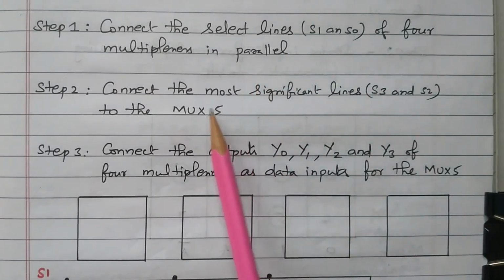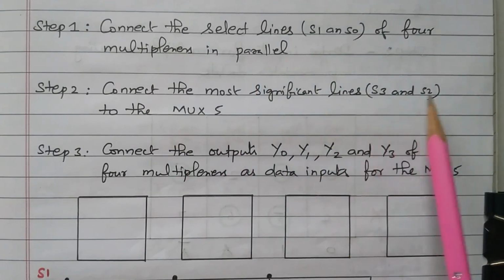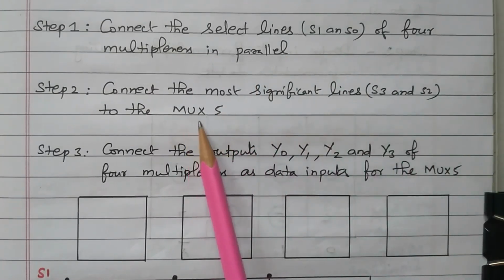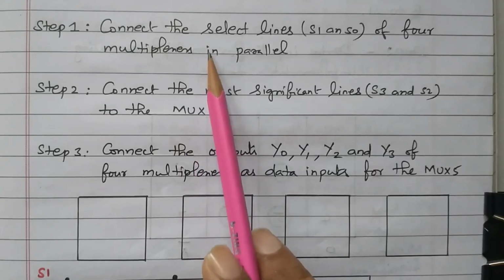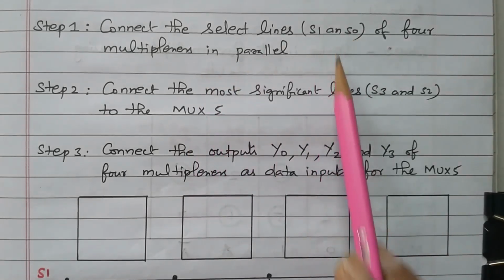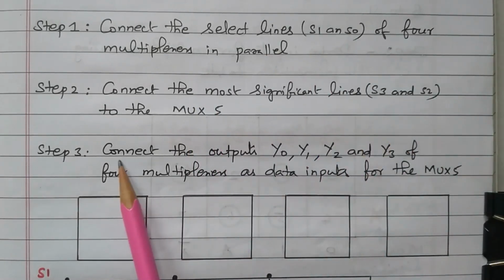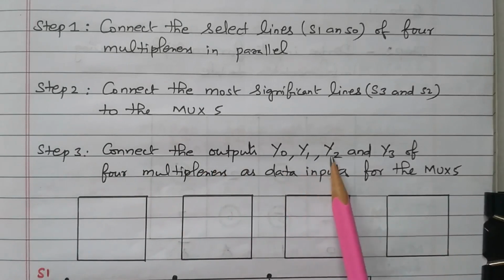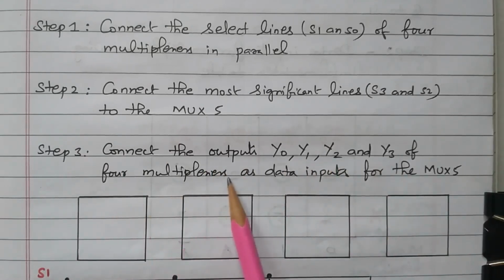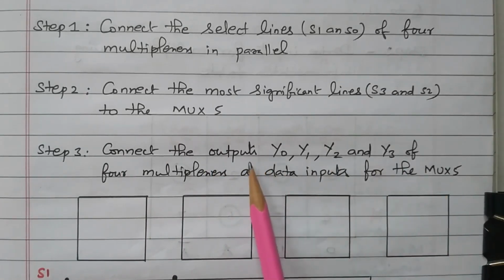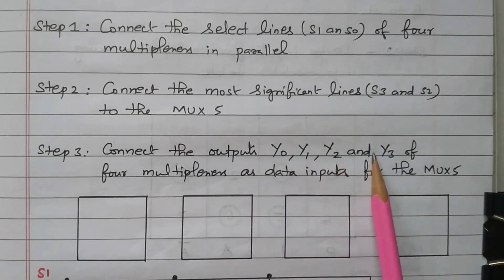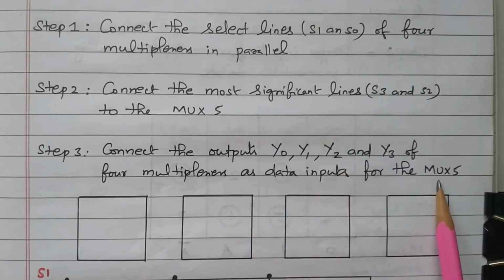So we have one more multiplexer available. The MSBs S3 and S2 are connected to the fifth multiplexer, right? The first 4 multiplexers are connected with S0 and S1. The fifth one is connected with S3 and S2, right? Connect the outputs Y0, Y1, Y2 and Y3 of the 4 multiplexers as data inputs for multiplexer 5, right? So the first 4 multiplexers have 4 outputs available. That is nothing but the input to the fifth multiplexer, so that this fifth multiplexer will produce only one output, right?